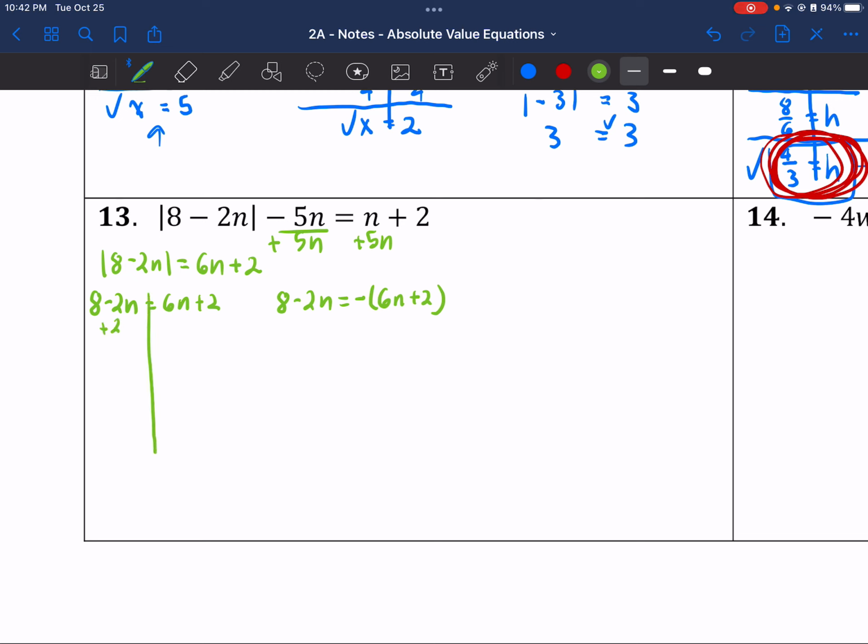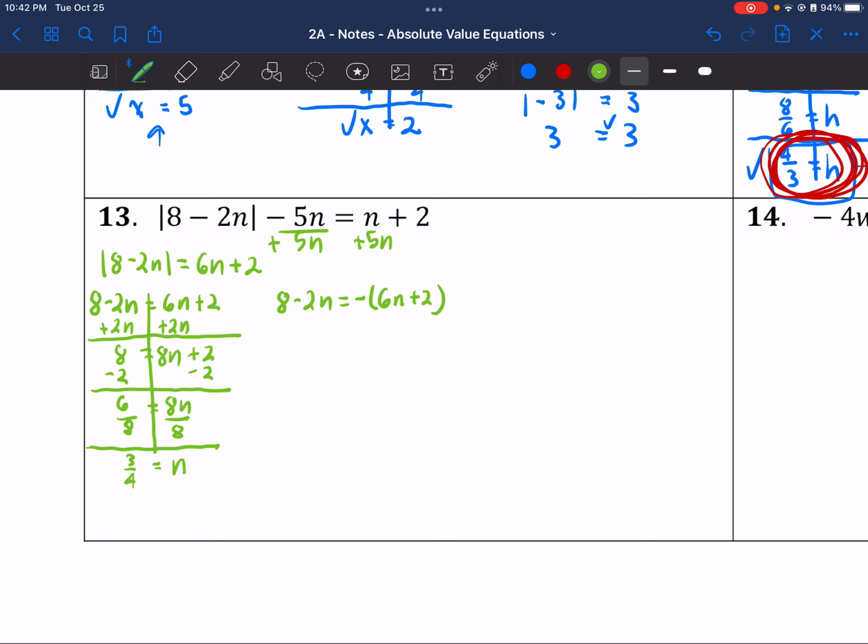We're going to add 2n to both sides. And we get 8 is equal to 6n plus 2n is equal to 8n plus 2. Subtract 2 from both sides to isolate our n. And we get 8n is equal to 6. Divide both sides by 8. And we get n is equal to 6 over 8. Well, 6 over 8 simplified is 3 over 4. So we get n is equal to 3 over 4.